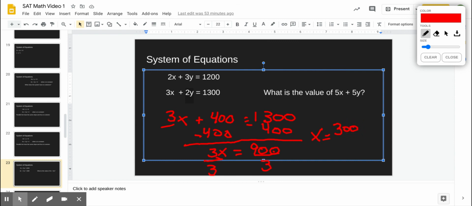Y is 200. X is 300. But that is not the question. The question was right here. What is the value of 5x plus 5y? So we just have to say 5 times 300 plus 5 times 200. And that will give us our answer, and that is 2,500. So right over here, 2,500 would be the answer.